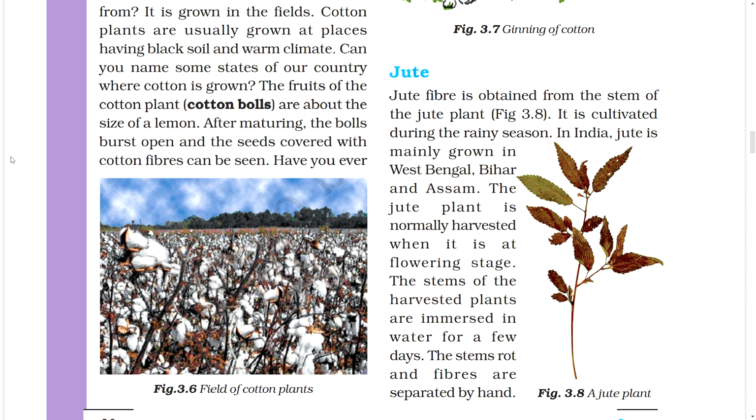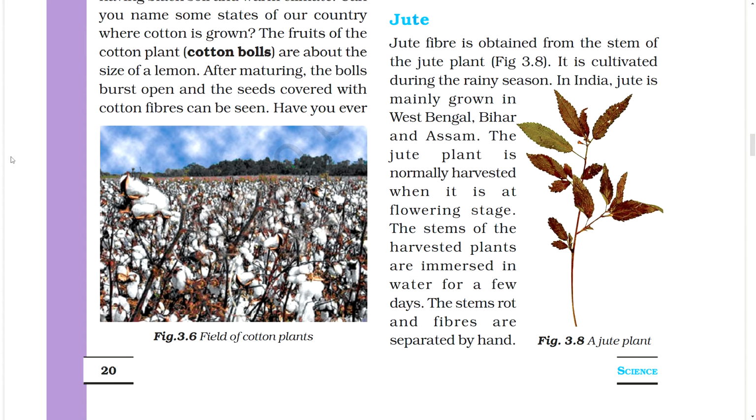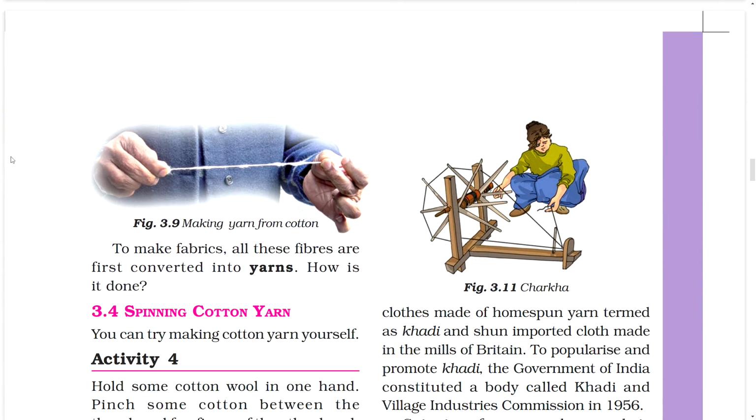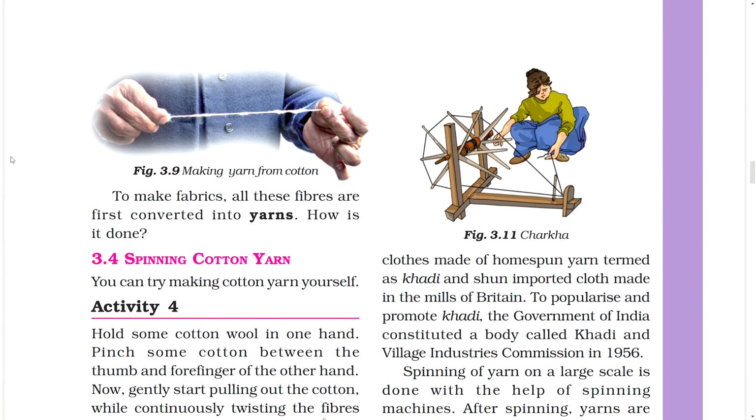The stems of the harvested plants are immersed in water for a few days. The stems rot and fibers are separated by hand. A jute plant. Making yarn from cotton. To make fabric, all these fibers are first converted into yarns. How is it done?